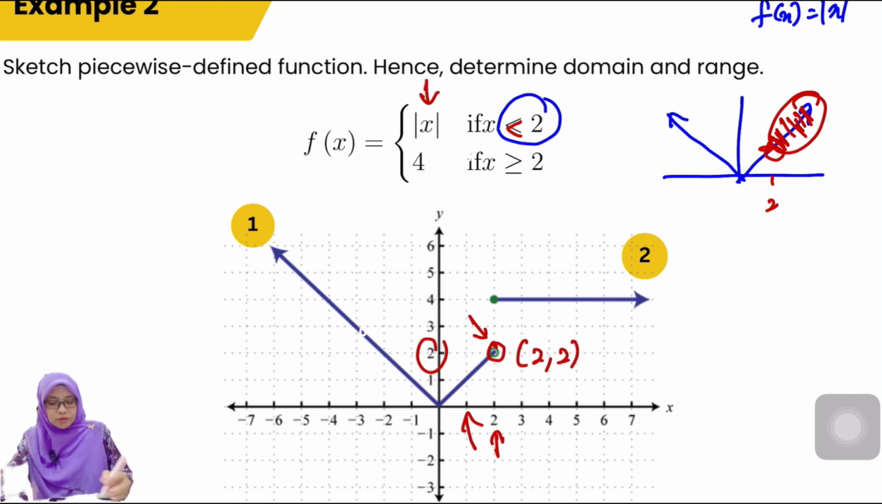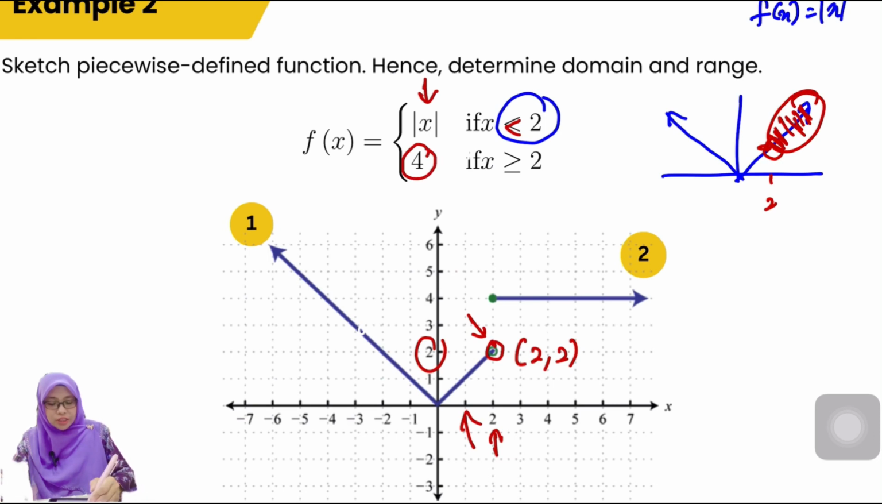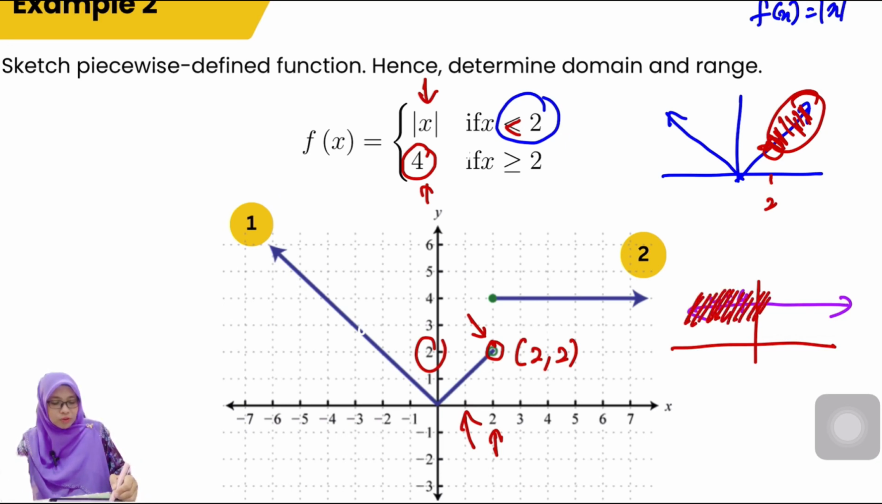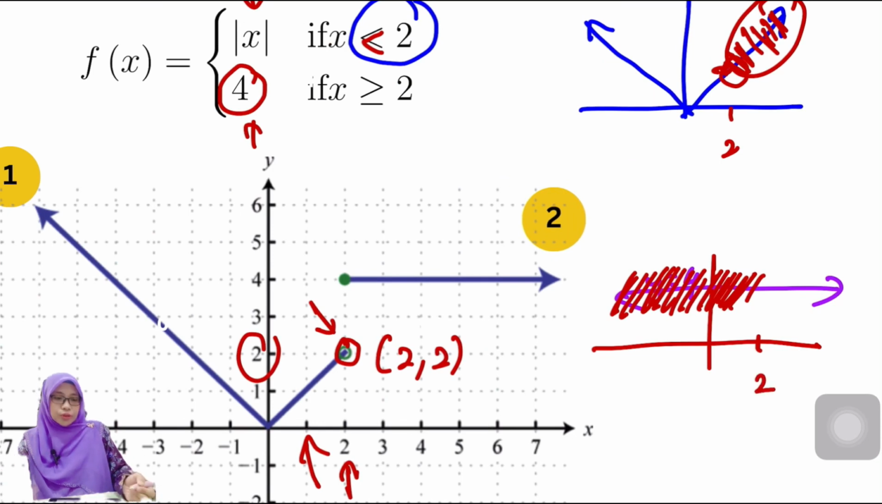And for the next one, the constant function, f(x) equal to c. Supposedly, your graph should look like this, on the line y equal to 4. But we have to ignore the values less than 2, so we have to erase this part. We take the graph starting from x equal to 2, and at exactly 2 this one should be a dot.